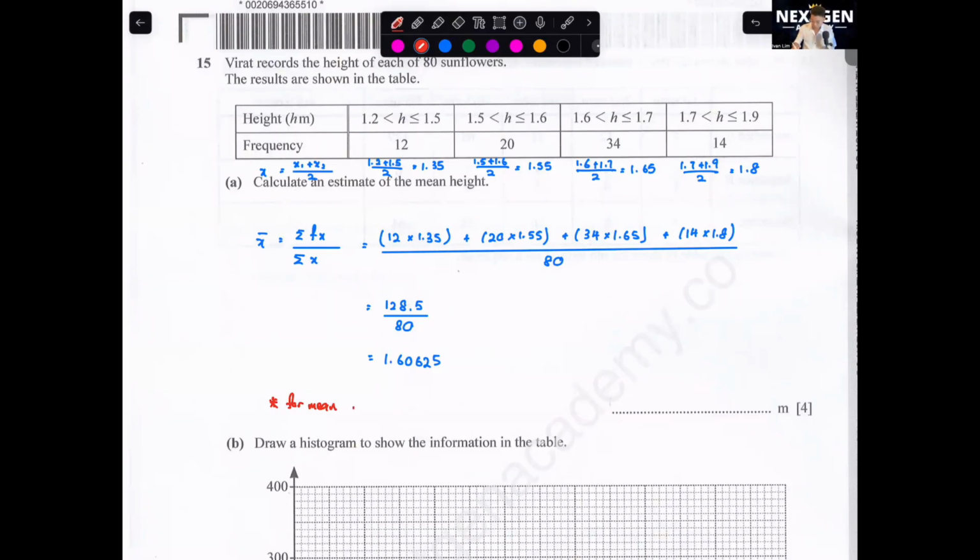For mean, when the answer is a terminating decimal, it doesn't matter whether it is more than 3 significant figures. When the answer is a terminating decimal, write all values. It means you don't round up. 1.60625. You write 1.61, minus 1 mark. So all wasted already. You do all the hard work, then the final one is presented wrongly.